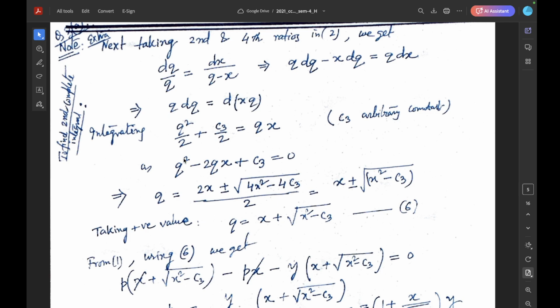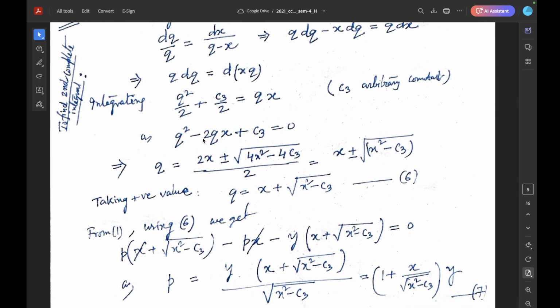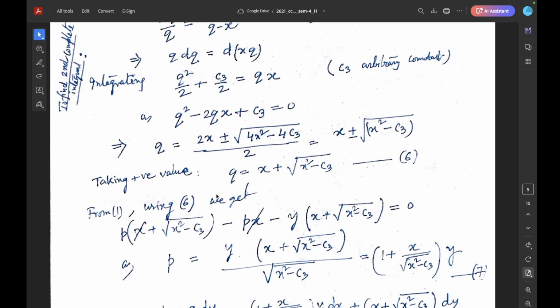Integrating, we get q square by 2 plus c3 by 2 equal to x into q, where c3 is an arbitrary constant. So we get q square minus 2qx plus c3 equal to 0. This is a quadratic in q, solving by the quadratic formula, q equal to x plus or minus root over (x square minus c3). Taking the positive value, we get q equal to x plus root over (x square minus c3), equation 6.